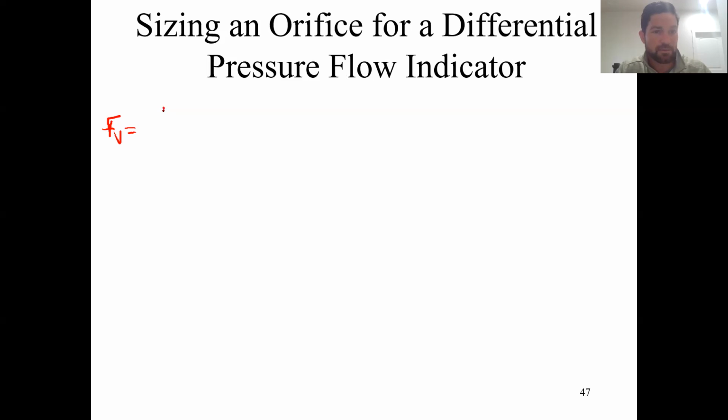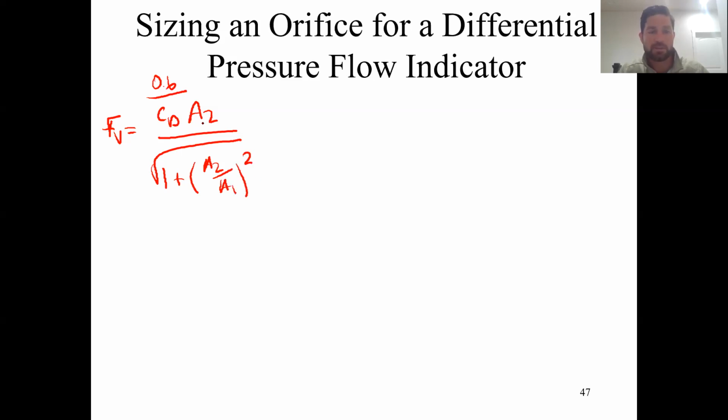So FV equals CD. CD is the coefficient of discharge, and typically this is going to be 0.6. So you can always use 0.6 or 0.61 times A2 divided by the square root of 1 minus (A2 over A1) squared.